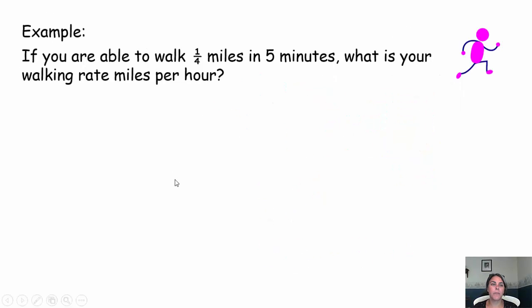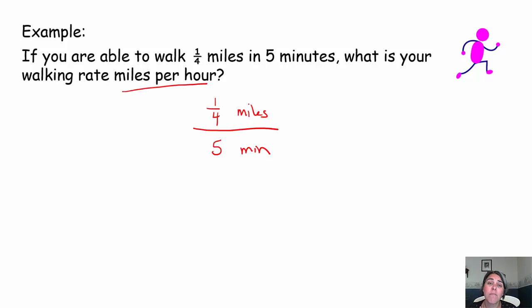Let's try the next example. If you're able to walk 1/4 mile in 5 minutes, what is your walking rate in miles per hour? Go ahead and try that out. Pause the video. Come on back. All right, so we know we're able to walk 1/4 mile per 5 minutes. We actually want miles per hour.